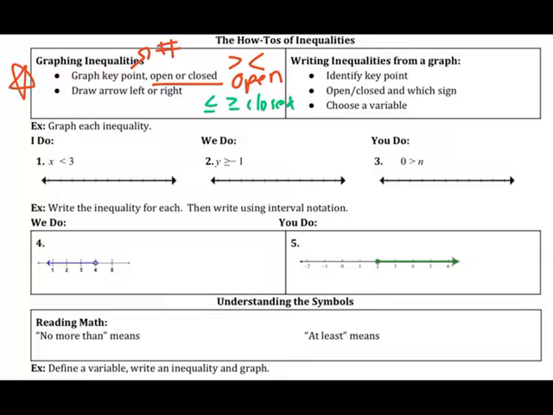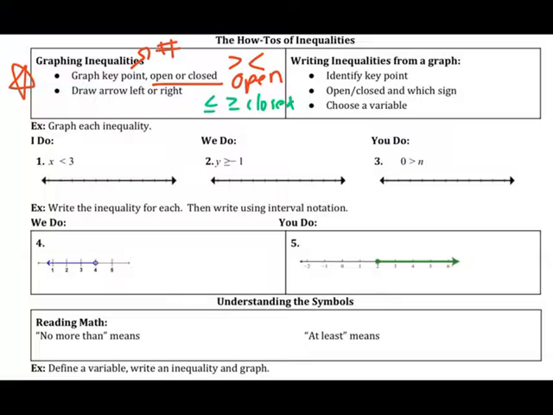Then draw your arrow left or right. Remember, if your inequality has the variable on the left, then the arrow is going to point the same direction that your inequality points. If it's less than, it should point to the left. If it's greater than, it should point to the right. So before we talk about anything else, let's just do these three examples.